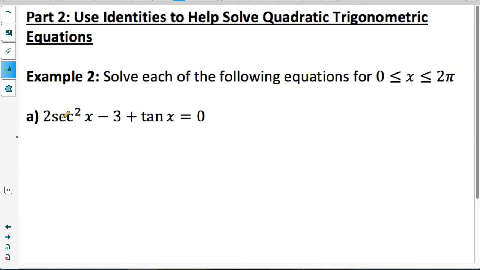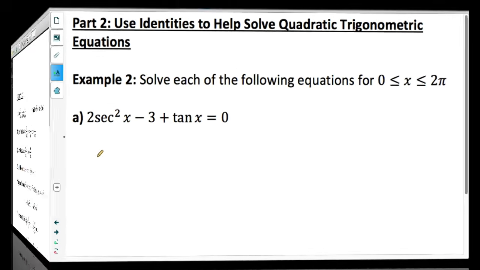It says 2 times secant squared of x minus 3 plus tan of x equals 0. There's two different trig functions here, a secant and a tangent. So we actually want to rewrite this equation so that we only have one trig function. So it's defined in terms of one trig function. So we'll look at our identity page, and we'll actually see that we can replace the secant squared x to be written in terms of a tan function. So let's look over at our identity page.